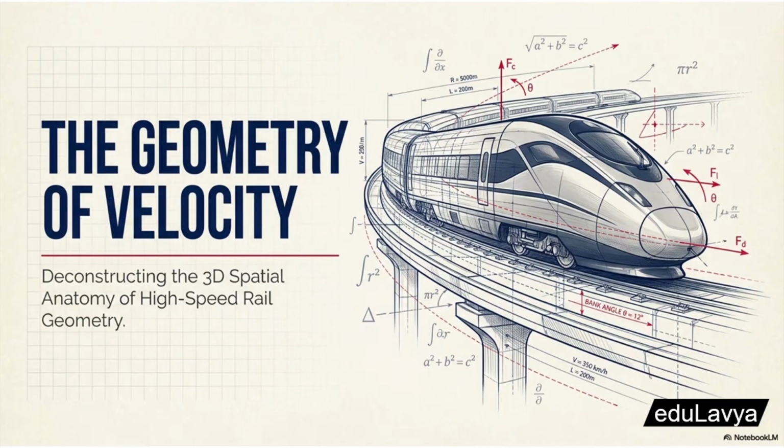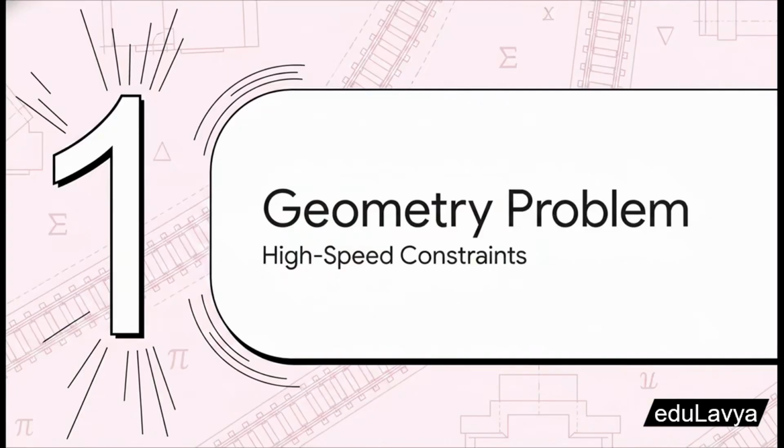So, to wrap our heads around this, here's our agenda for today. First, we'll look at the high-speed geometry problem. Then, we'll master the X and Y axes in the horizontal plane. After that, we'll conquer the Z axis in the vertical plane. And finally, we'll look at designing for comfort and safety. Right, let's jump straight into Section 1, the high-speed geometry problem.